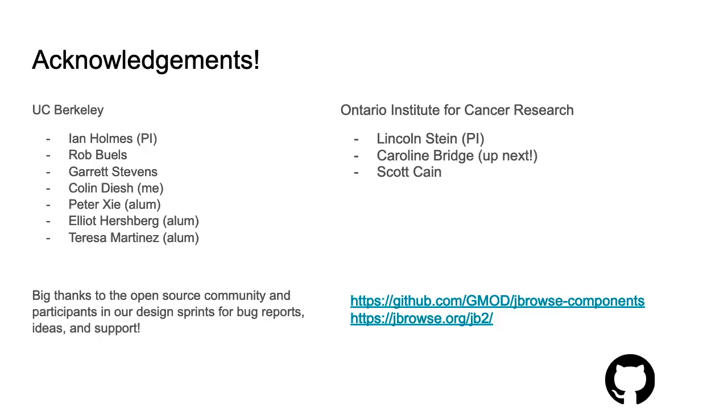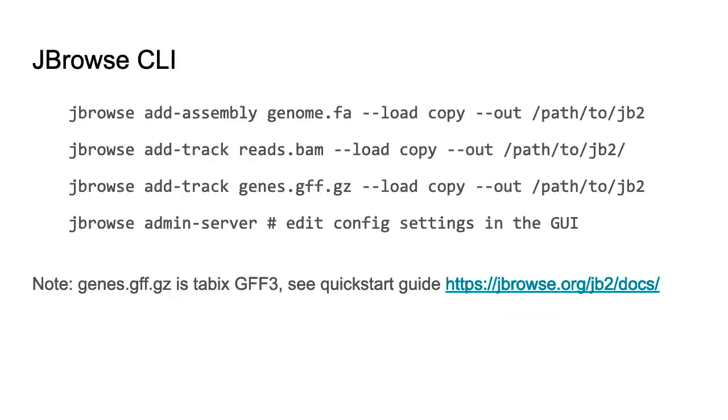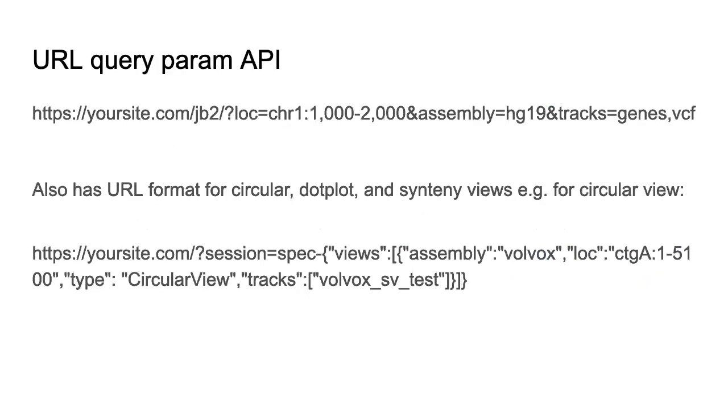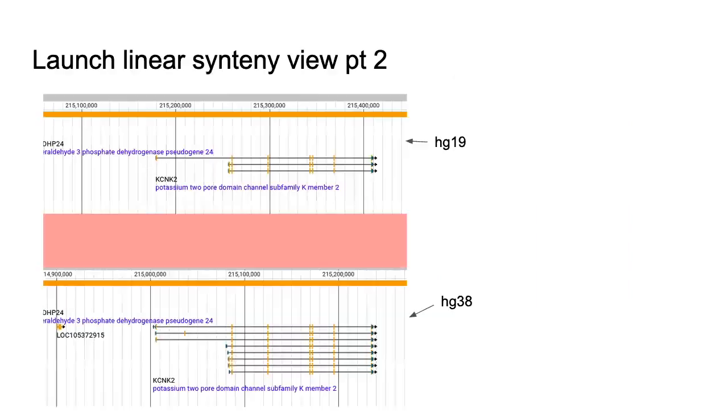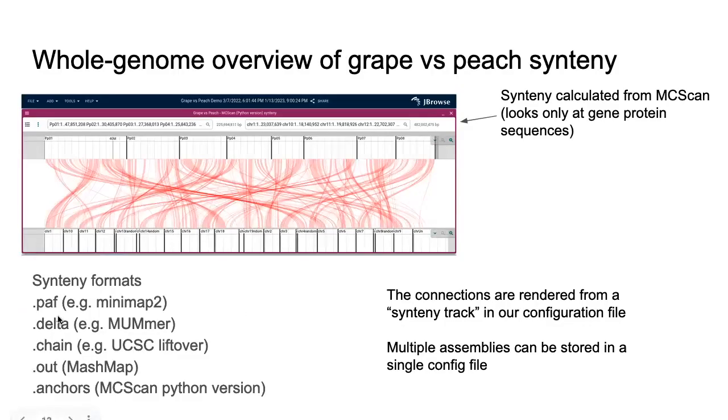All right. What file format does the synteny view use? You want to add that? How do we add a synteny view track? Yeah, so it's kind of cool. You can actually use the CLI, say add track, and then we support this short list of files. So we have PAF from Minimap2, Delta from Mummer, Chain from UCSC Liftovers. There's a special one called Dot Out from MashMap, and then Dot Anchors from the MC Scan. And that's what we have right now, but if there's others that we should get, do let us know.